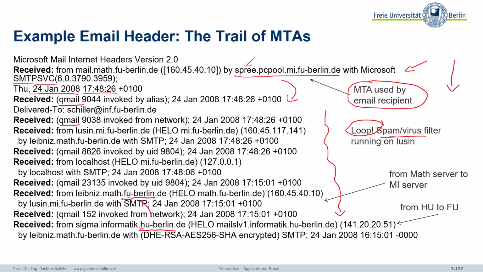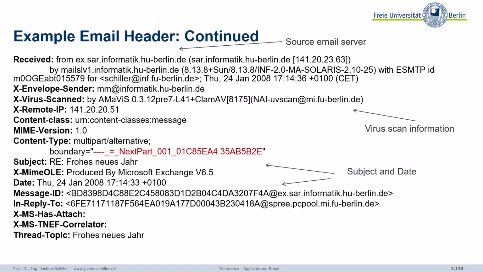Another university here in Berlin, you see again the computer. So you see it went from Humboldt University to Freie Universität, and then if you continue, you go back in time and you see where all this comes from. And now you see, these were all our MTAs, and that's the last one, that's the source email server. So that was the first MTA where the user agent made contact.